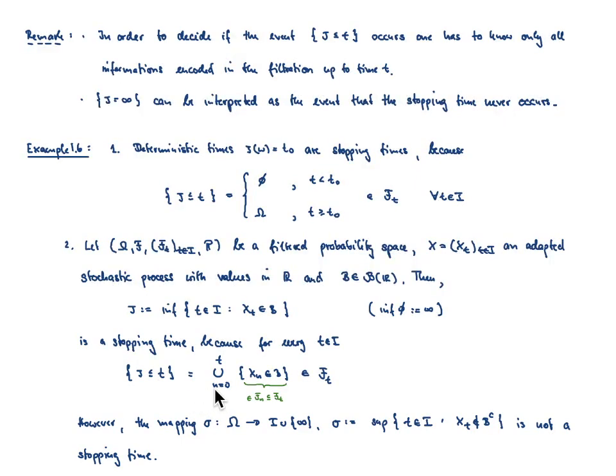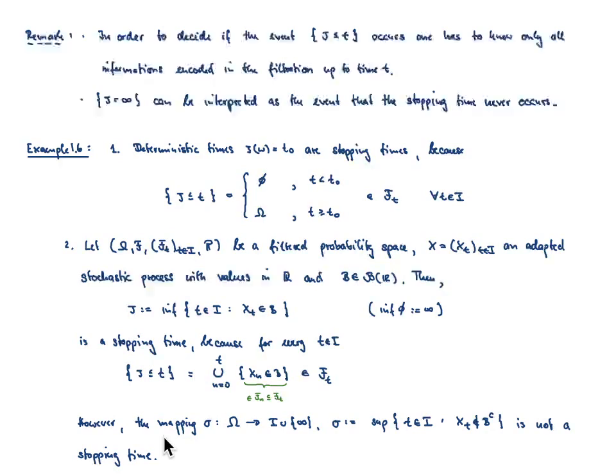So we can write that as a union over n from 0 to t of the event that X_n is in B. And now you see, X_n is in B is simply an element of F_n because the process X is adapted. But since n is less than or equal to t, we also know that the sigma algebra F_n is contained in the sigma algebra F_t, and this immediately shows that this event that tau is less than or equal to t is contained in the sigma algebra F_t. Hence, this hitting time tau of the set B is a stopping time.